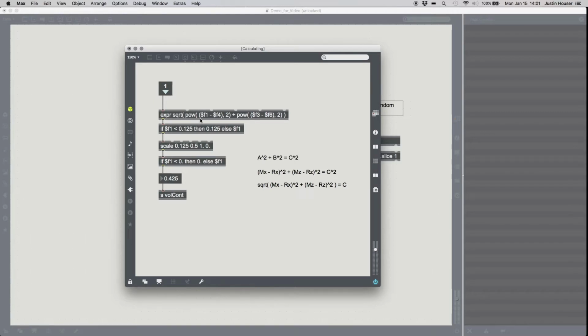This is looking at that 6-digit list that we were sending it, that we were looking at just a moment ago. This says, look at the first item of the list, and subtract that from the fourth item of the list, square that, then add that to the difference between the third item and the sixth item squared, and then take the square root of the whole thing and output that value. We are then looking at that value and saying, if that value is less than 0.125, then we're going to just output 0.125, otherwise output the value itself.